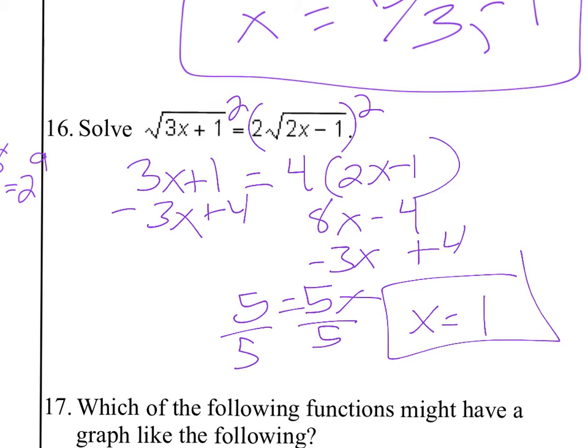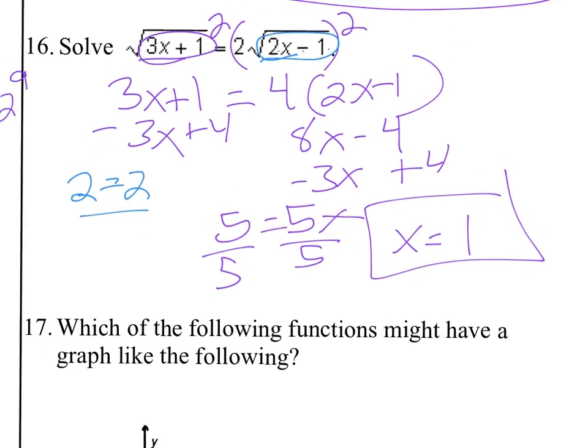Okay, I'm going to check it real quick. 1 times 3 is 3, plus 1 is 4. That's this bit. Square root of 4 is 2. So I have 2 equals, now I have 2 minus 1, right here, if x is 1. 2 minus 1 gives me 1, square root of 1 is 1, times 2 is 2. 2 equals 2. Yes, x equals 1 works.